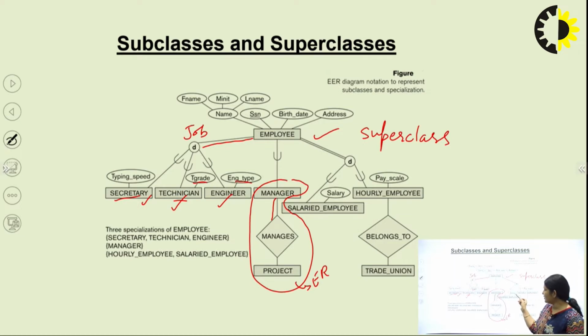Salaried employees, they may be having salary as their specialized attribute, and hourly employees, they have pay scale, that is what wages they are getting on the hourly basis. Then further they have a relationship with another entity type, that is a trade union, that is people may be belonging to the different trade unions within the organization.